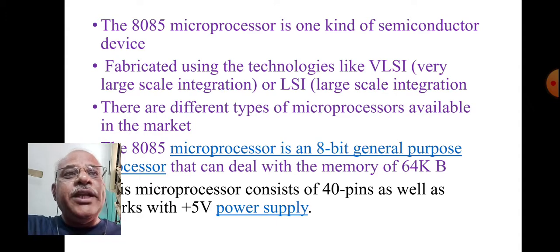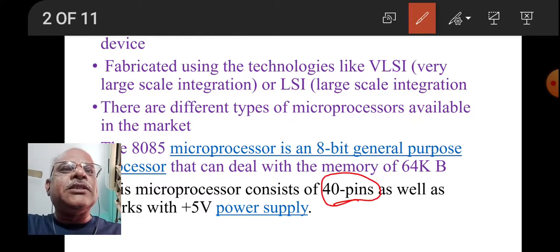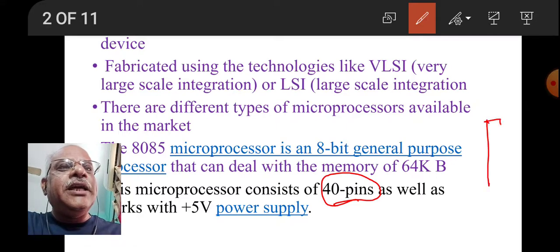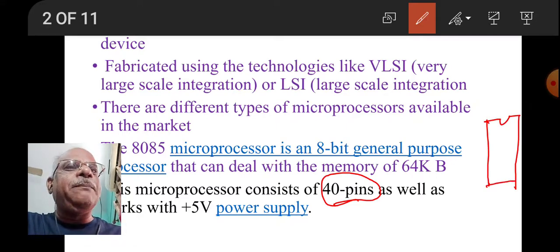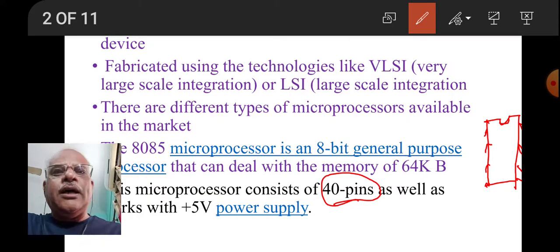Remember, whenever I say that this particular microprocessor consists of 40 pins, what do I mean? Whenever an integrated chip is manufactured, it is generally manufactured in the DIP package. Look at this figure, it's a simple IC that you might have seen, and there are a number of pins on both sides of this IC. And there is a notch. How do you calculate the number of pins? You start from the notch and go on in an anti-clockwise manner. So 1, 2, 3, 4, 5, 6, 7, 8, and then 9 to 16.